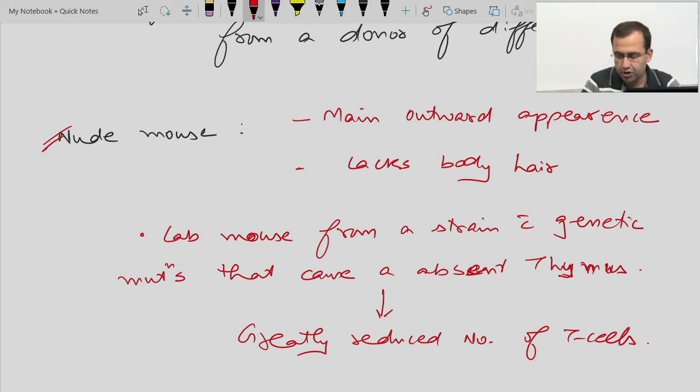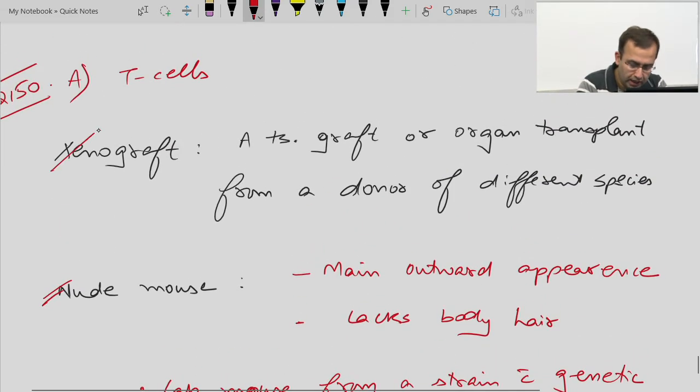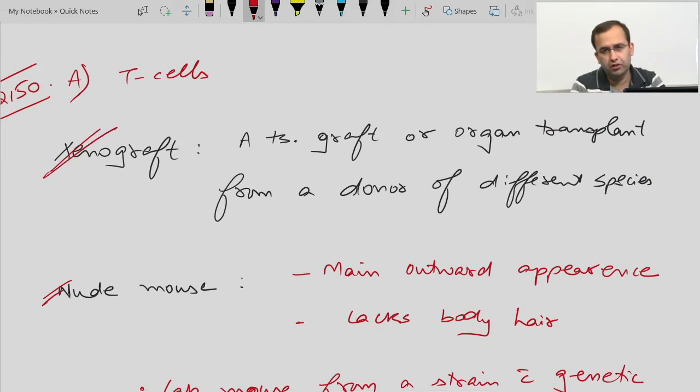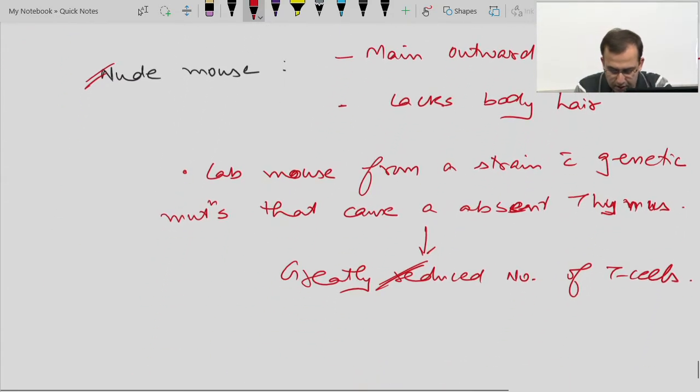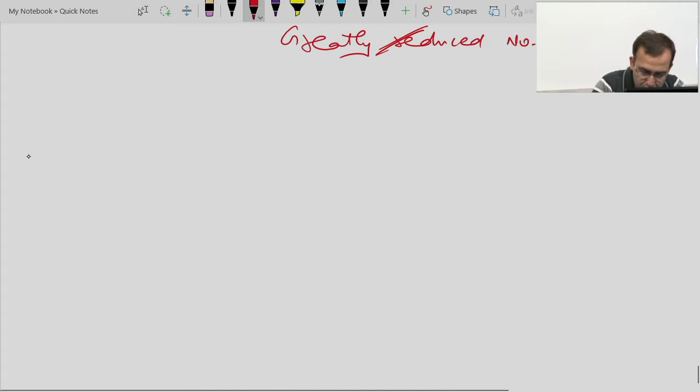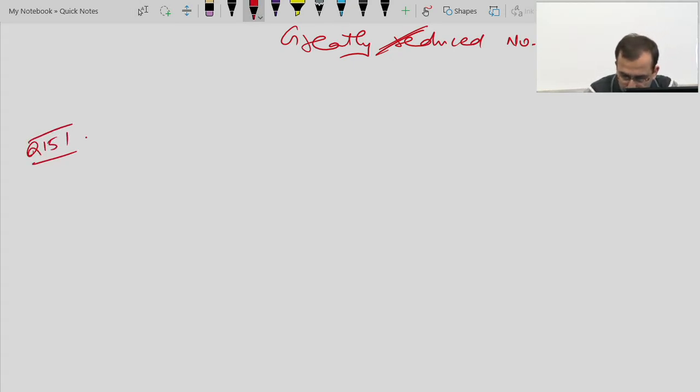So, nude mice are called nude because of the outward appearance. They lack hair. Next point, the thymus is absent or reduced. As a result, there is a reduced number of T cells, so they can accept xenografts. Next, this gets us to question number 151.